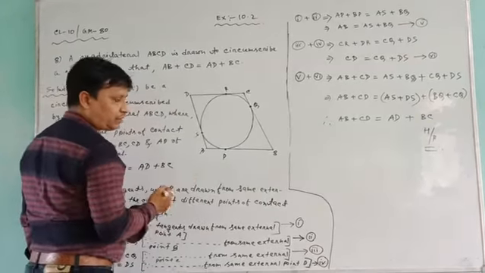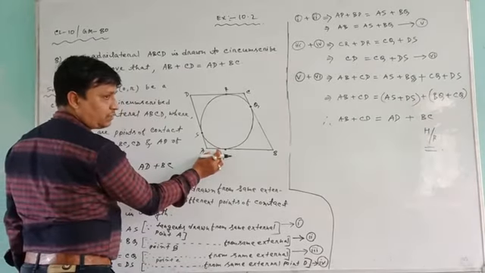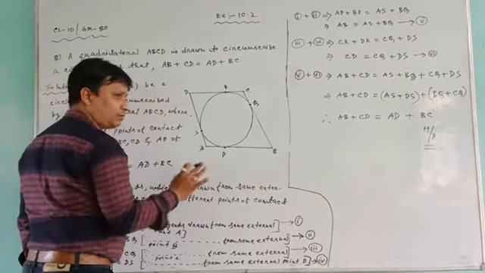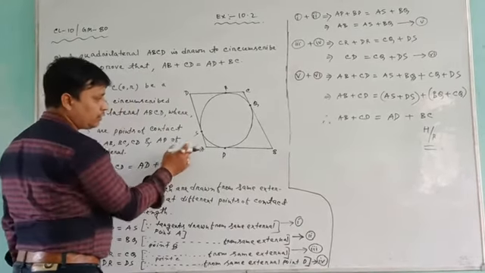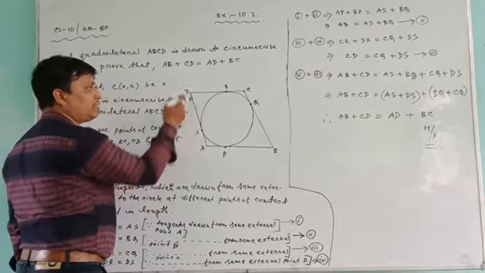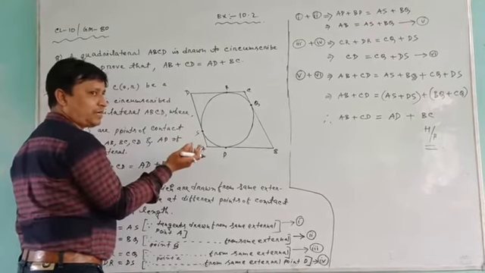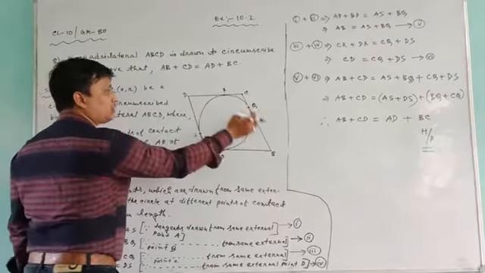For the tangent, you can say AP is the tangent, BP is the tangent, or AB is the tangent. All are correct. Okay? You can say AS is the tangent, DS is the tangent, or AB is the tangent. But the point of contact is the same.